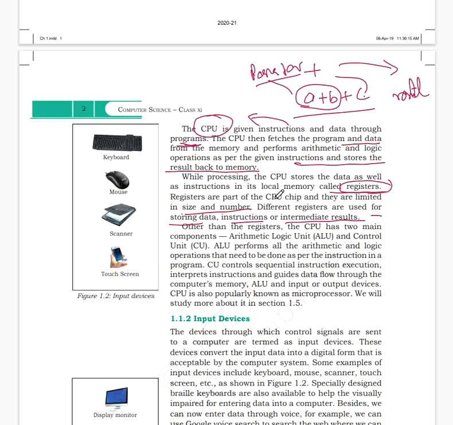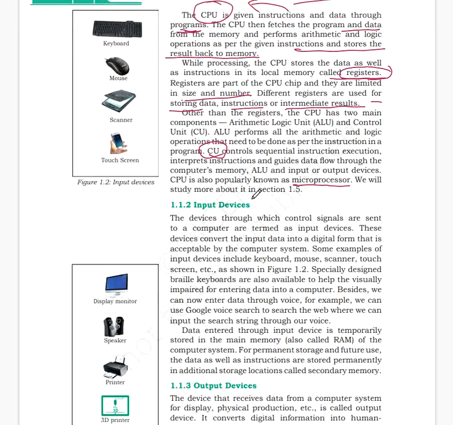So the control unit works like a traffic inspector. It makes a queue of the instructions in a sequence and allows the instructions to move to the CPU for execution in sequential order only. It interprets instructions and guides the data flow through the computer's memory, ALU, and input or output devices. The CPU is also popularly known as the microprocessor. We'll study more about this in the next section, and why it is called a microprocessor although it is a processor.